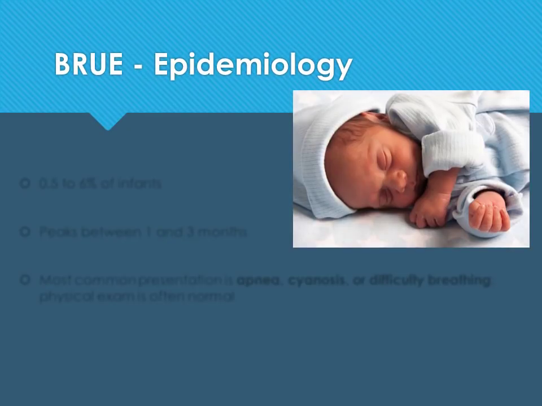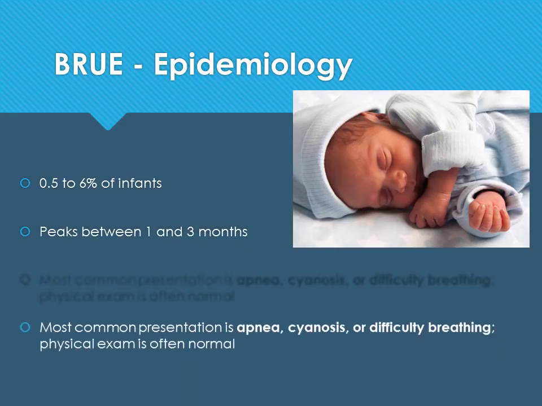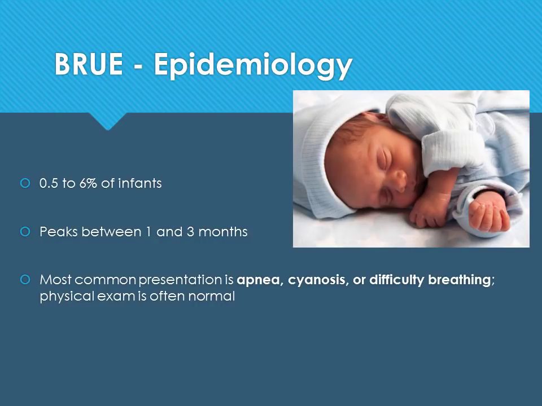The epidemiology of BRUE. It's fairly rare. Happens in about 0.5 to 6% of all infants. It peaks between 1 and 3 months of age. The most common presentation is apnea, cyanosis, or difficulty breathing. And on physical exam, by the time they get to a physician, it's often completely normal.